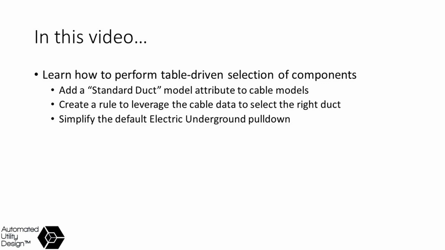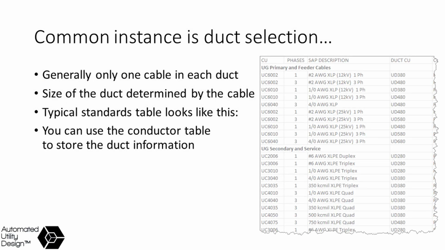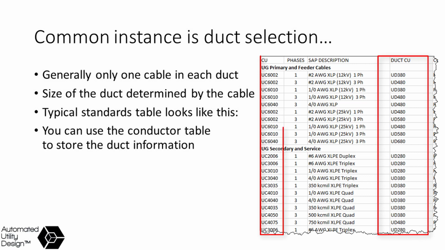Within many utilities, some components are selected based on tables. One common instance is duct selection. Utilities that use this approach generally only put one cable in each duct, and the size of any given duct is entirely determined by the cable contained within the duct. You might see a table like the following. There are several ways to accomplish automatic duct selection, but the core to implement this is that you need a table to indicate which duct is appropriate for each cable.